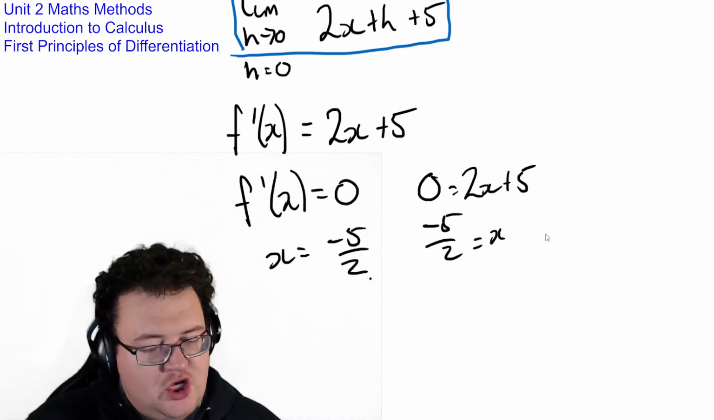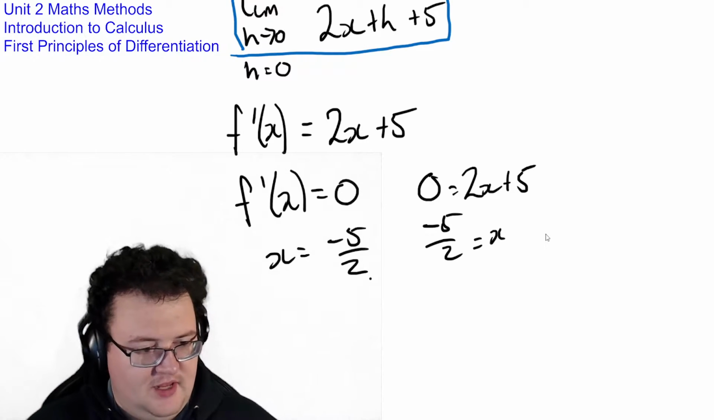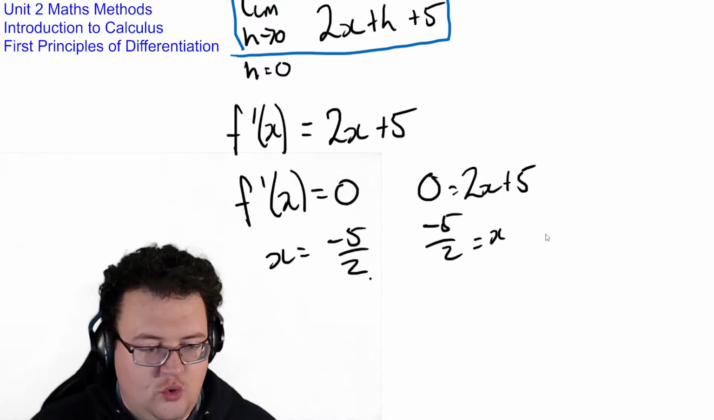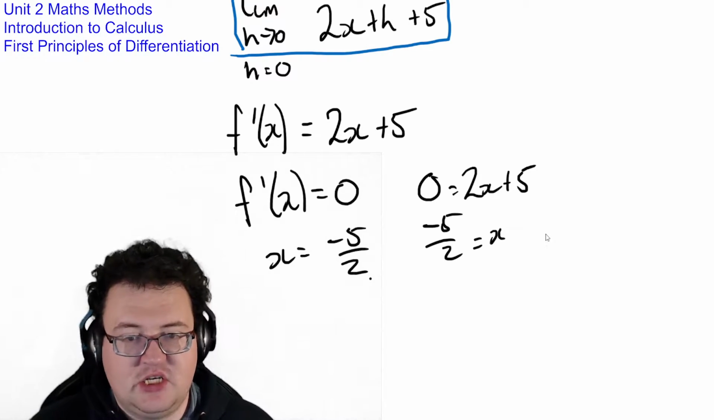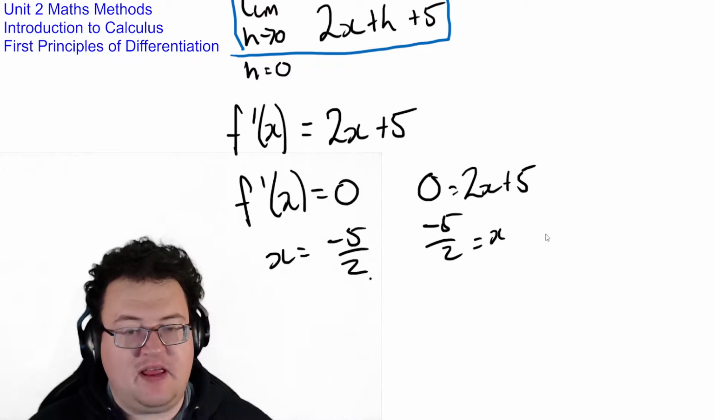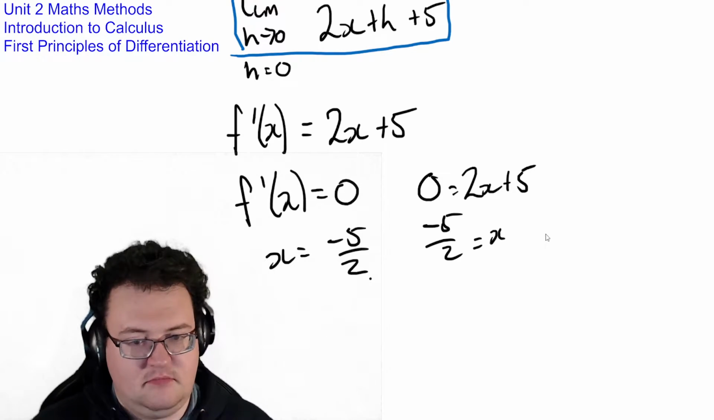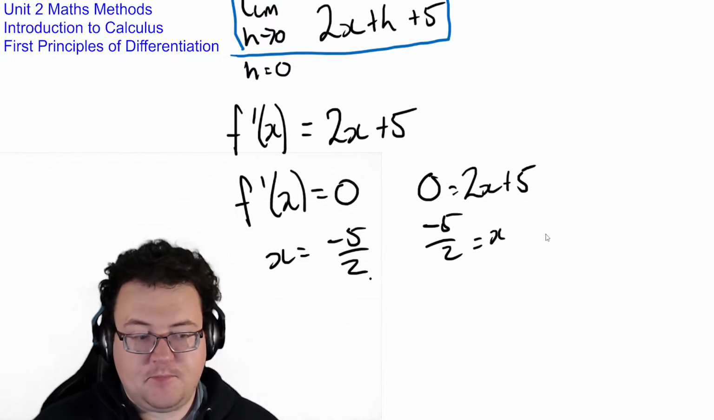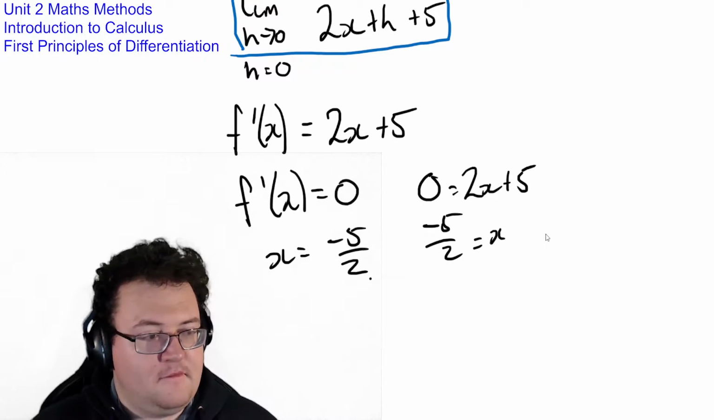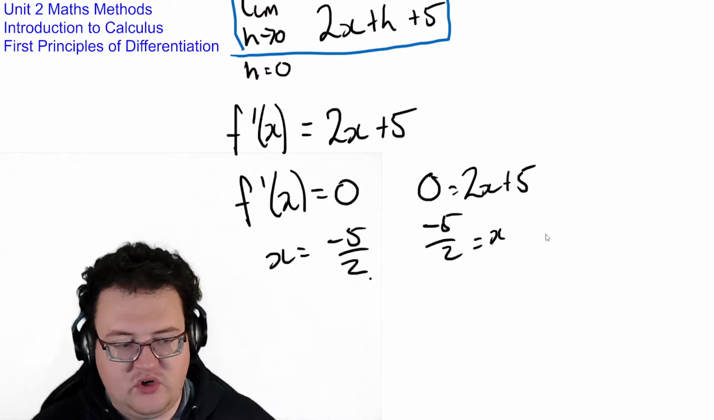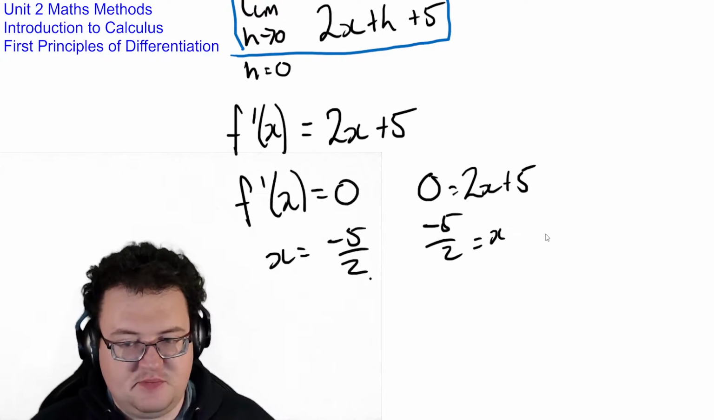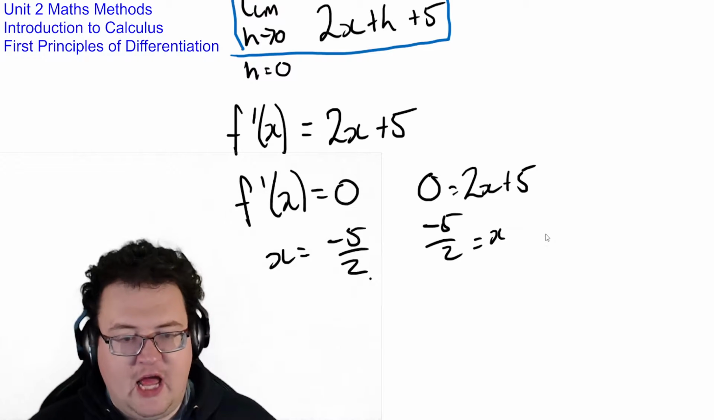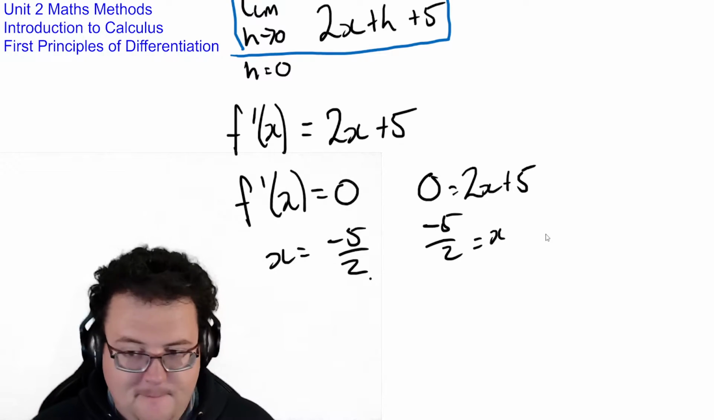The question was, can it be any number other than 0? Yes, but not for units 1 and 2 math methods. You could play around with it and have certain limits. For example, you might have a minimum value that you can't go below if you're talking about a practical application. But for straight, bog standard calculus like this, using first principles, h is 0. You will play with limits some more in units 3 and 4.